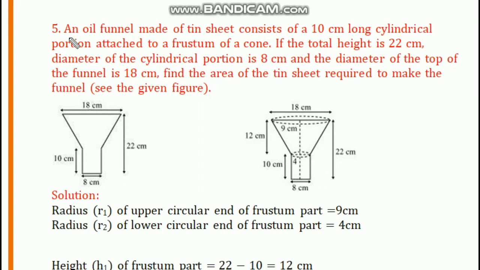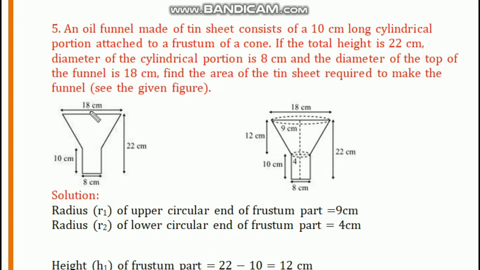Students, let's discuss exercise 13.5, fifth sum. An oil funnel made of tin sheet consists of a 10 centimeter long cylindrical portion attached to a frustum of a cone. If the total height is 22 centimeter, the diameter of the cylindrical portion is 8 centimeter, and the diameter of the top of the funnel is 18 centimeter, find the area of the tin sheet required to make the funnel.